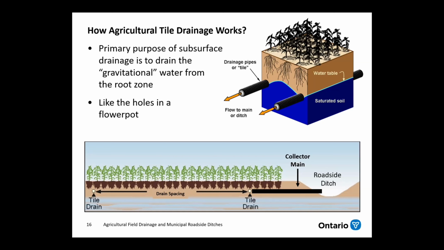On the bottom, you'll see a picture here where you have the tile drains installed below the root zone. The tile drain spacing is the distance between those laterals that are installed across the field. And ultimately the collector is the drain that is larger in size, deeper than the laterals, that collects all of those individual laterals and provides the water to the outlet, in this case, the roadside ditch. So let's take a look at how this works through a quick little series of slides here as well.